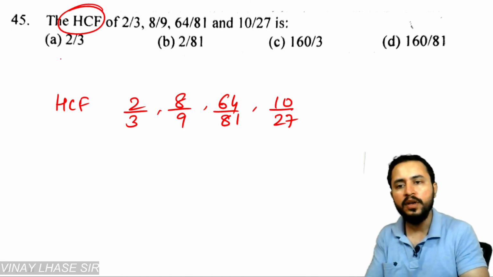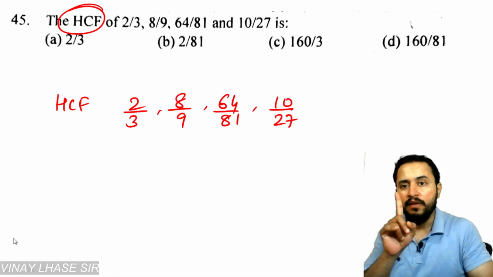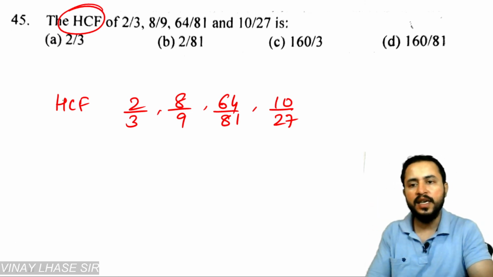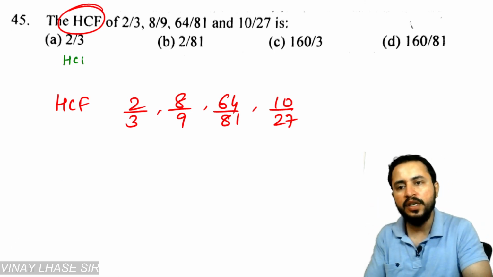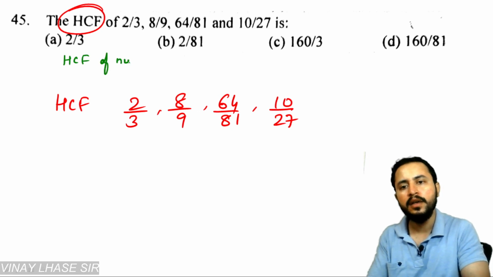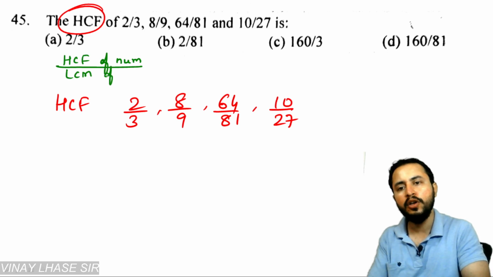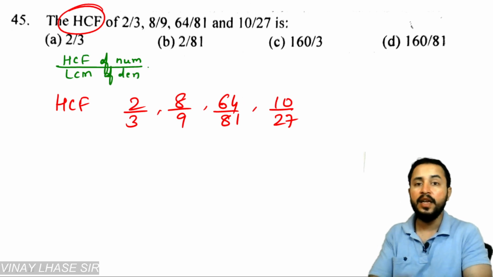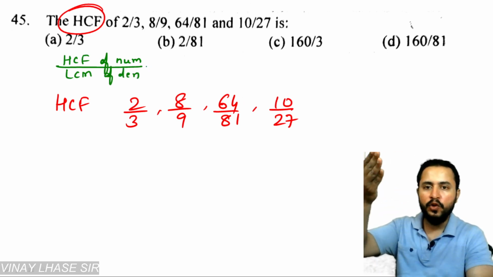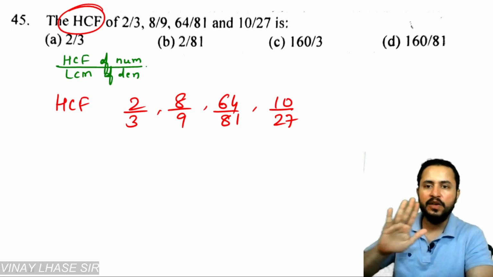So what do you have to do? You have to remember this. Whenever the highest common factor of this type of question is asked, it's a simple thing: HCF of the numerators divided by LCM of the denominators you have to find. If LCM is asked, then LCM of the numerators divided by HCF of the denominators.